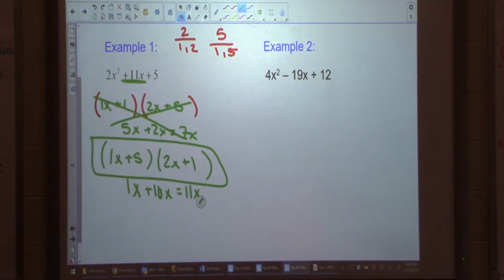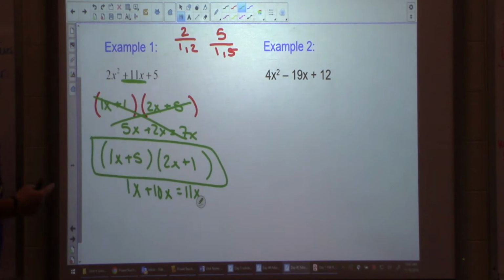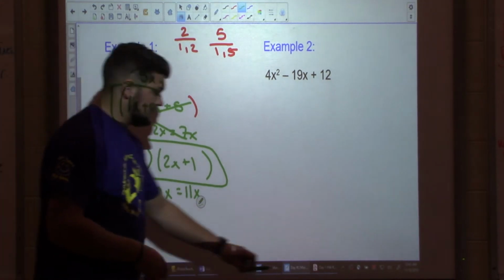Alright, so it's literally guessing and checking. Check to see, does it match my middle term when I do the outside and the inside of FOIL? So that one was relatively easy. The next one, if I were to guess and check, is going to be a little more difficult. And we're going to see why in a second.